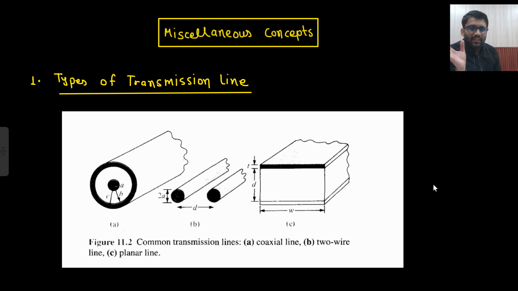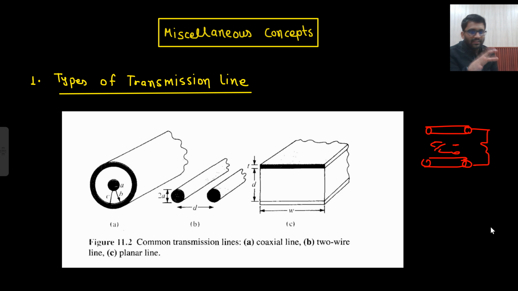So when we were studying transmission line, which kind of transmission line did we study? There were two wires. In between there was some dielectric medium and then we connected a load. This is the transmission line that we studied. Two wires with a dielectric in between and then a load. So this is known as the two wire transmission line. Now there are other types.